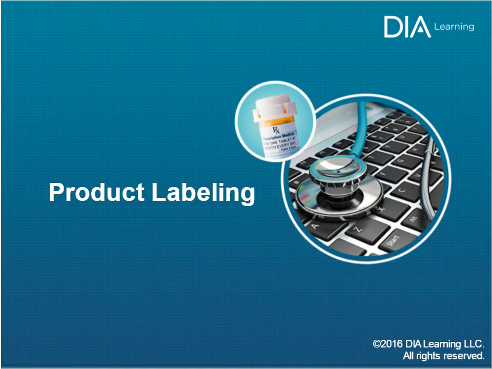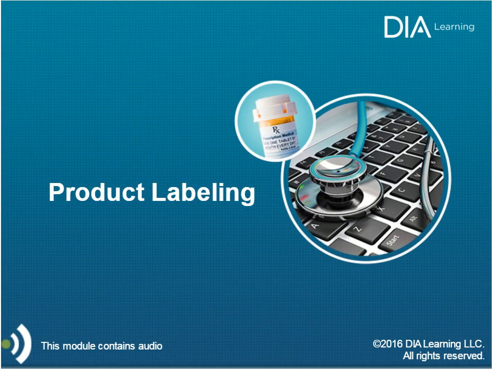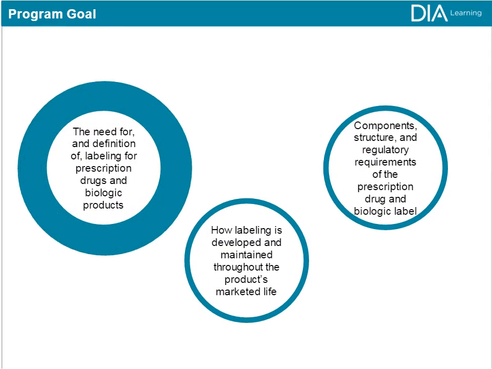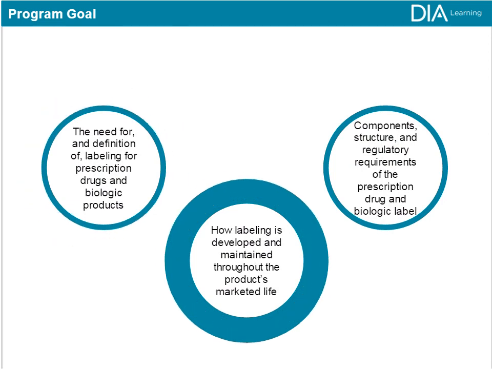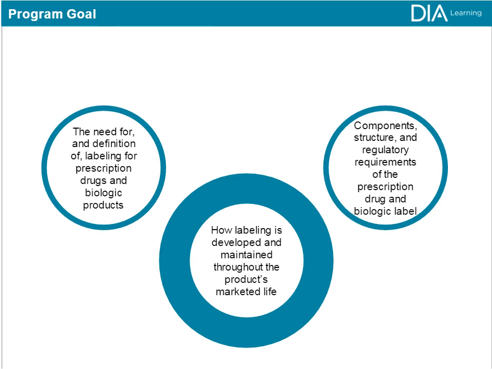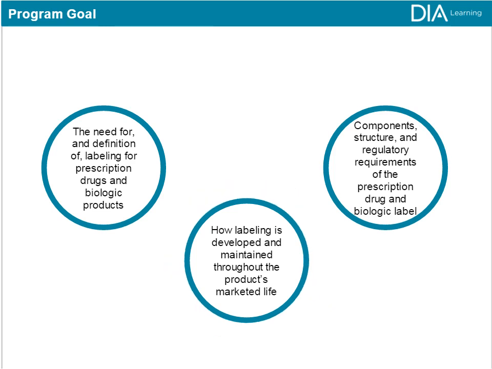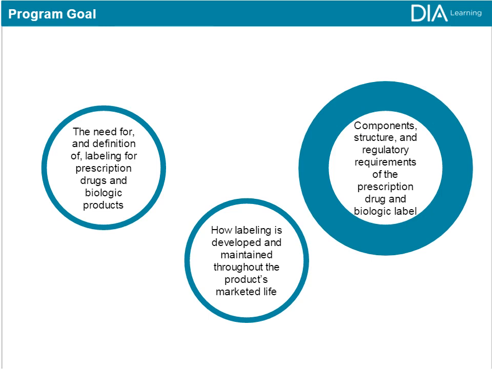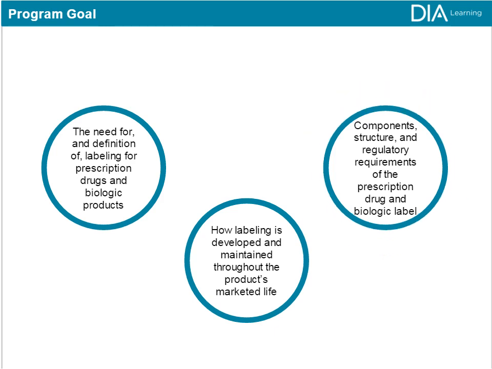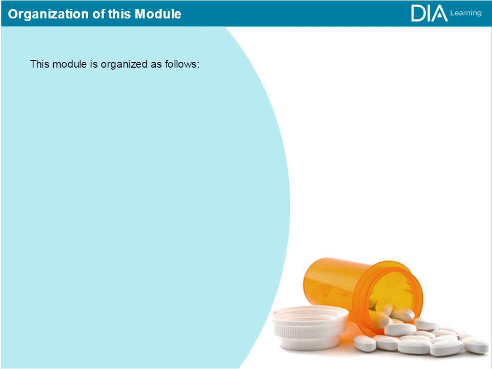Medical affairs professionals must be familiar with the various aspects and requirements for product labeling. Gain this essential knowledge in the Product Labeling module. This module will explain the need for and definition of labeling for prescription drugs and biologic products. It will discuss how labeling is developed and maintained throughout the product's marketed life. The goal of this module is to familiarize individuals with the components and structure of the prescription drug and biological product labeling, and pertinent regulatory and legal requirements with which they must comply.